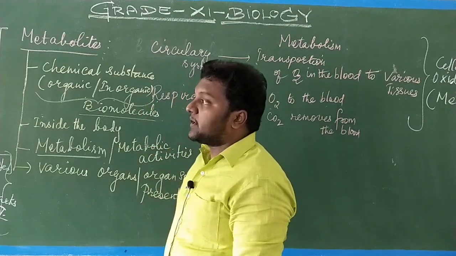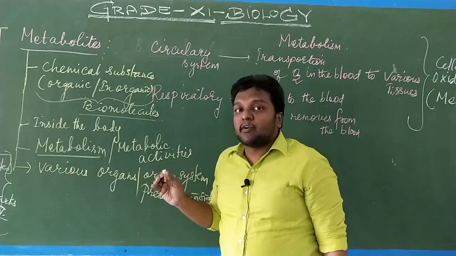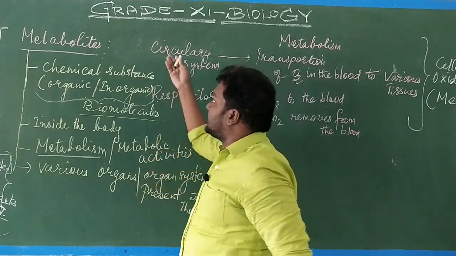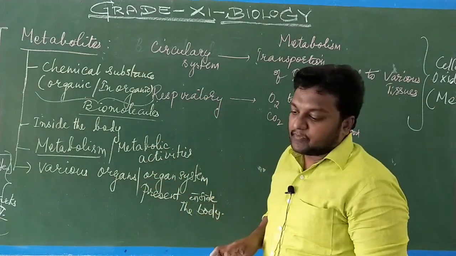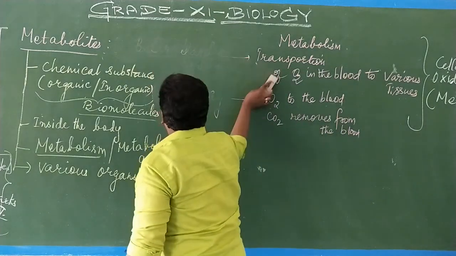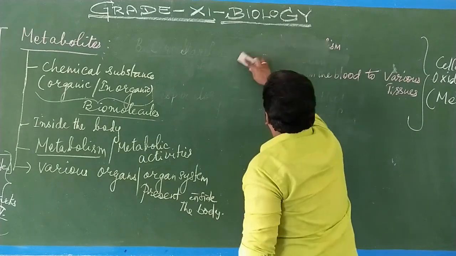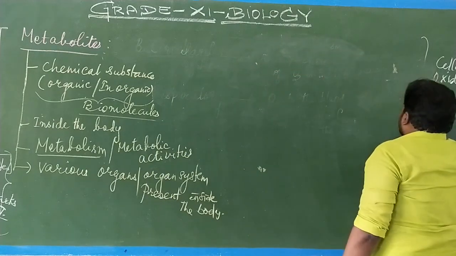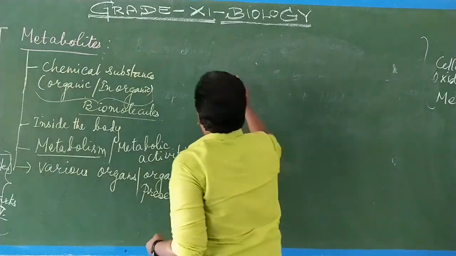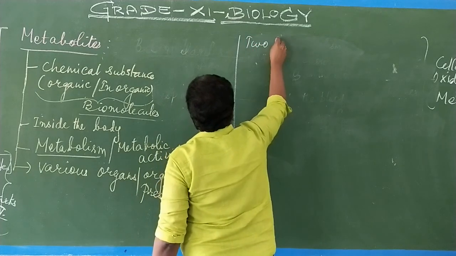Where do these metabolic activities take place? These metabolic activities take place inside the body with the help of various organs and the organ system. These are called metabolites. Okay. Now when you take these metabolites, there are two different types. One we are calling primary metabolites. The other one is called secondary metabolites. How many types are present? We have two types.